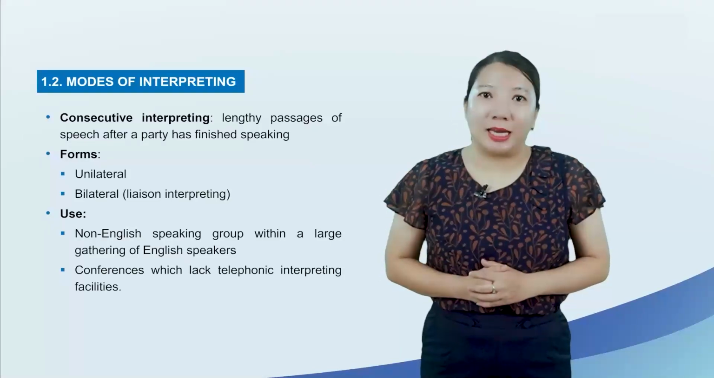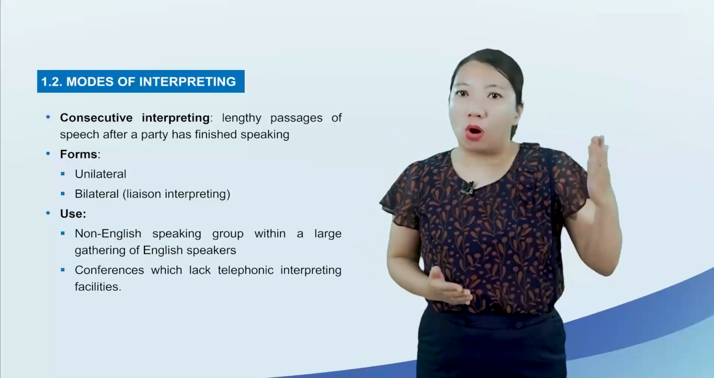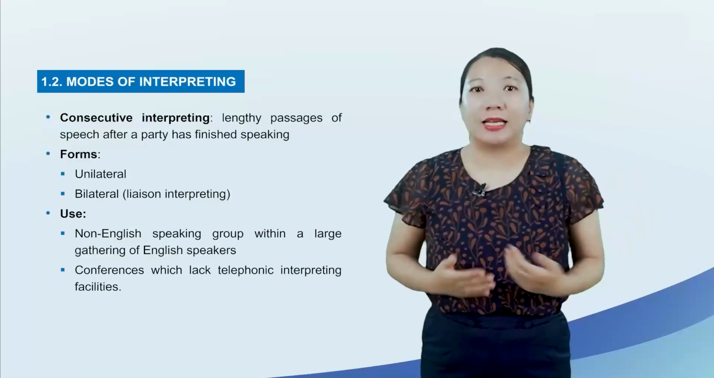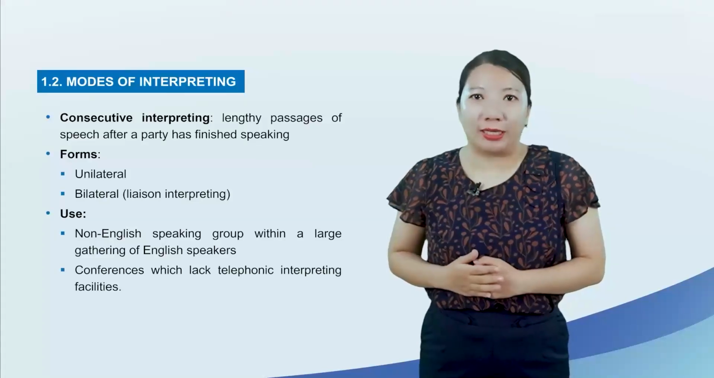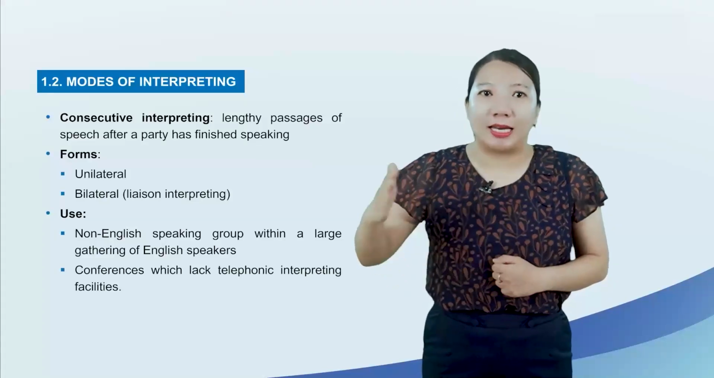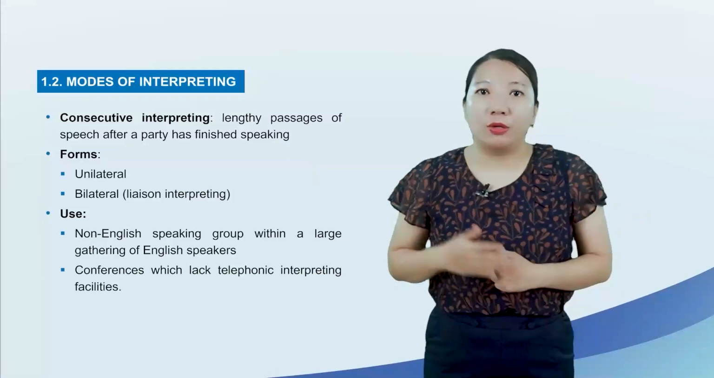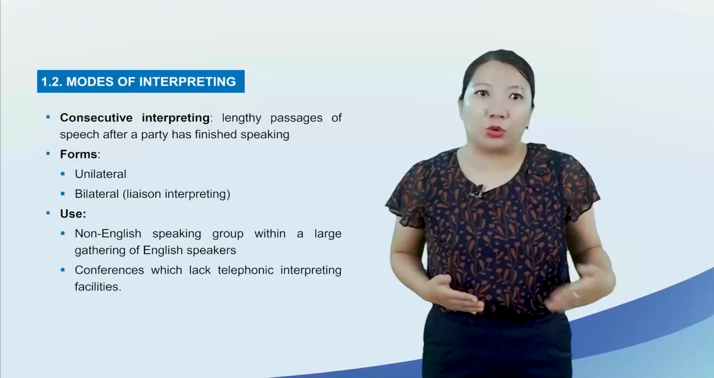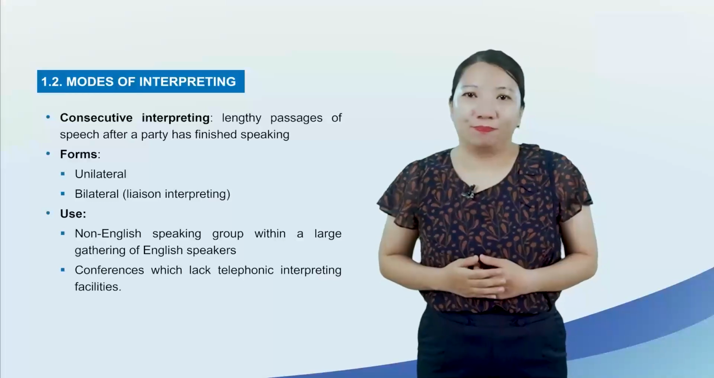Consecutive interpreting may take one of the two forms, unilateral or bilateral. Dịch một chiều hoặc là dịch hai chiều. In unilateral interpreting, you may interpret sentence by sentence, paragraph by paragraph, or you interpret the whole speech, which may last 5, 10, 20 minutes, up to half an hour or 1 hour.